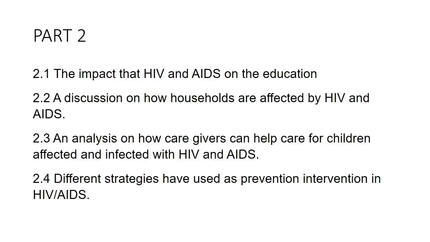The next point we have in part 2 is the different strategies that have been used as a prevention intervention in HIV and AIDS. We have had so many over the years that we have been living with the issue of HIV and AIDS. We have had so many prevention mechanisms. We have got the issue of condom use. We've got the issue of abstinence or behavior change.